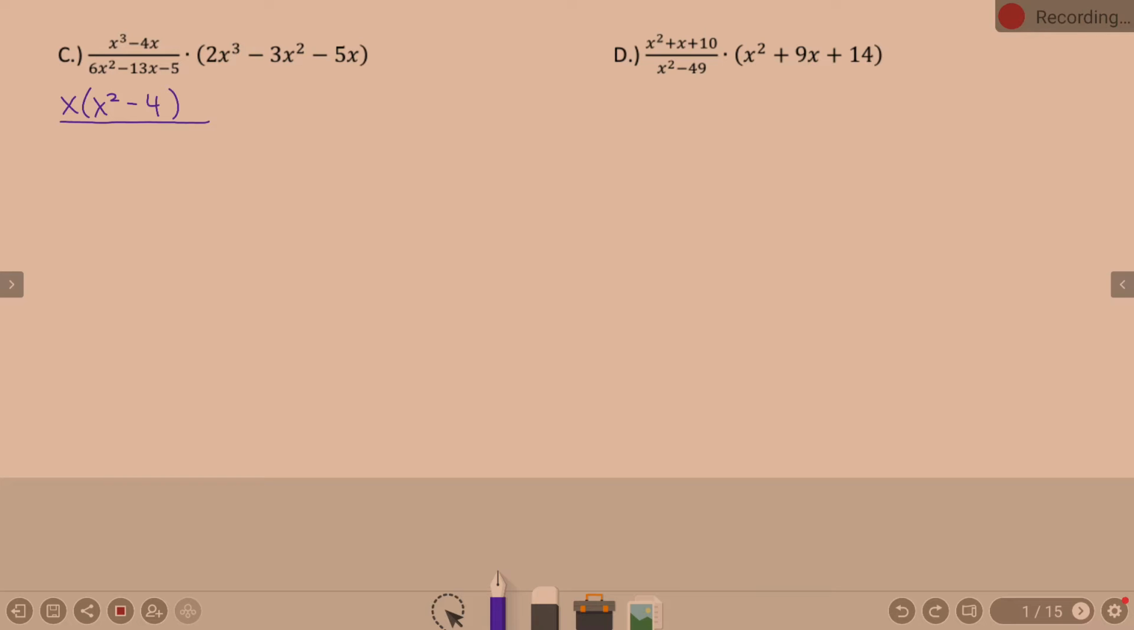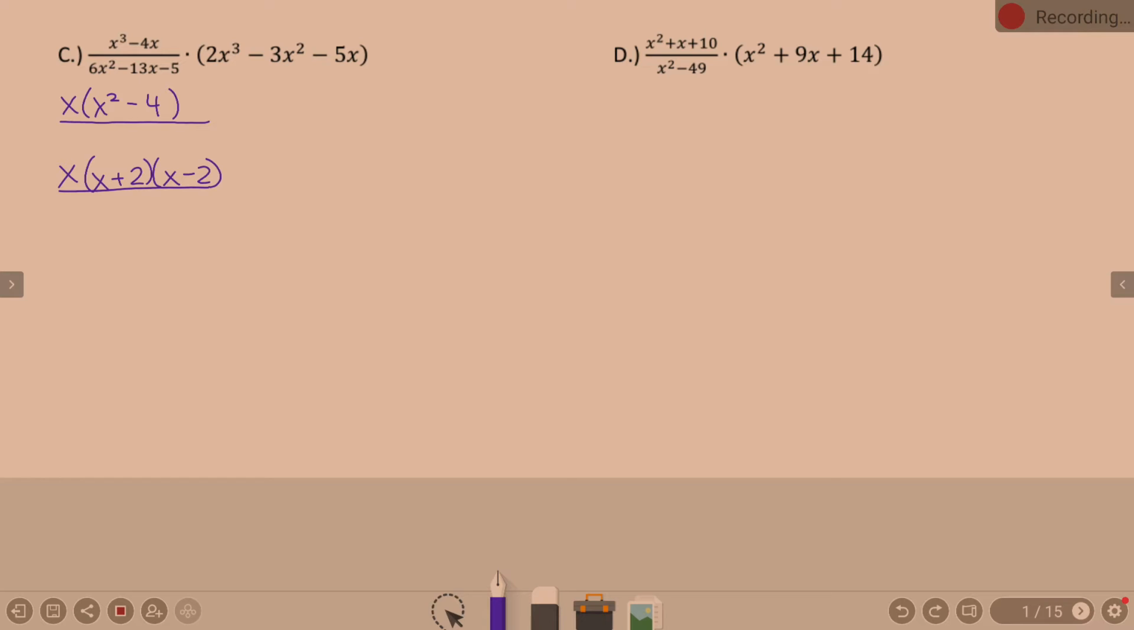X squared minus 4. Is that done? I don't think so. No. It still factors more. So I'm going to leave a space and come down here, x out front. We factored x squared minus 4 on the very first example yesterday. X squared minus 4 is the difference of squares, right? So two parentheses, x and x. The square root of 4 is 2, so plus 2 and minus 2.